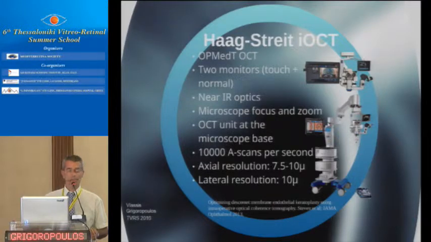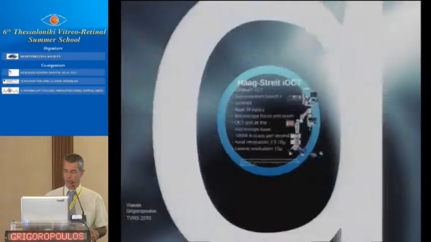It's using near-infrared optics. It's using the microscope focus and zoom. And the OCT unit is the one that you see here, on the base of the microscope. It's using 10,000 scans per second and has an axial resolution of 7.5 to 10 microns and lateral resolution of 10 microns. So it's not the fastest OCT we have around, but it does the job very well for surgery.